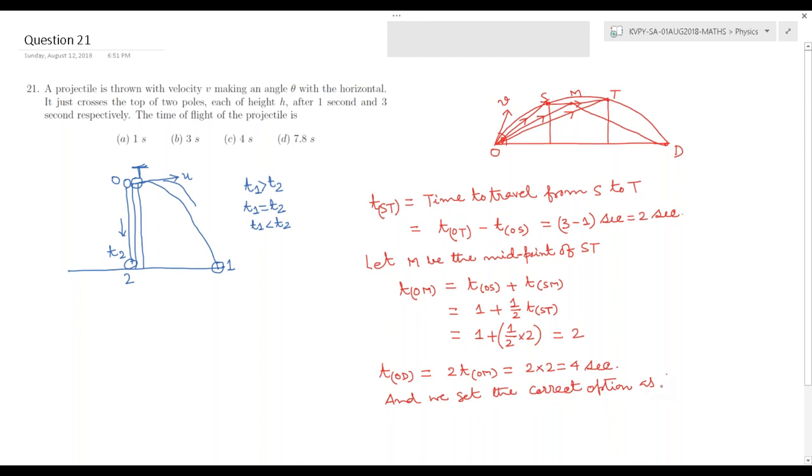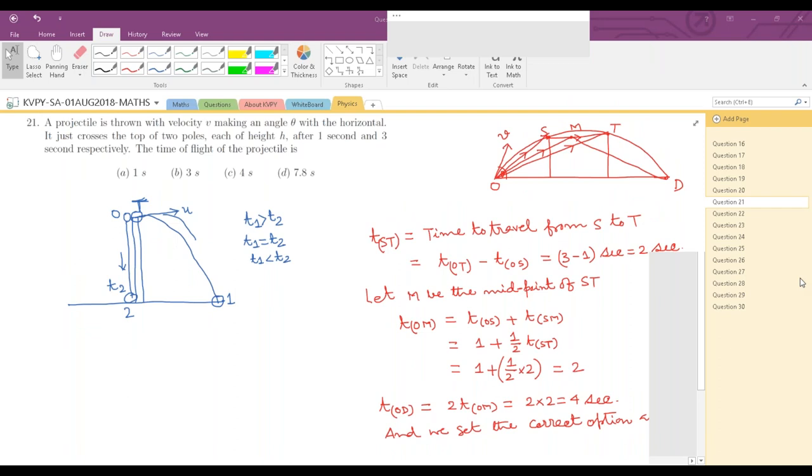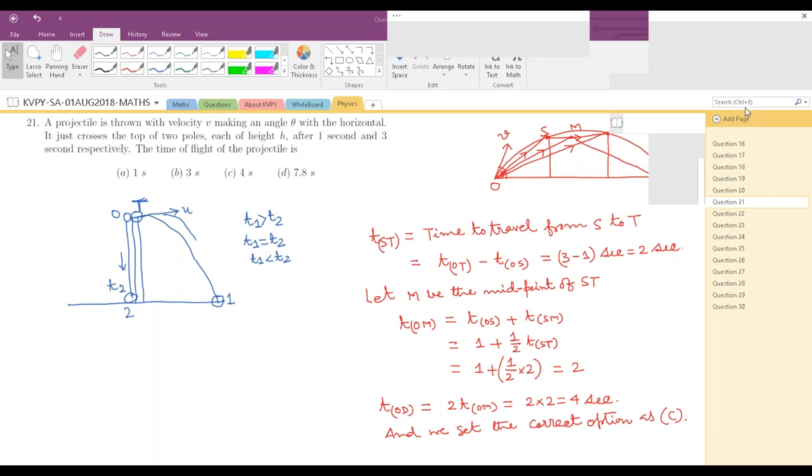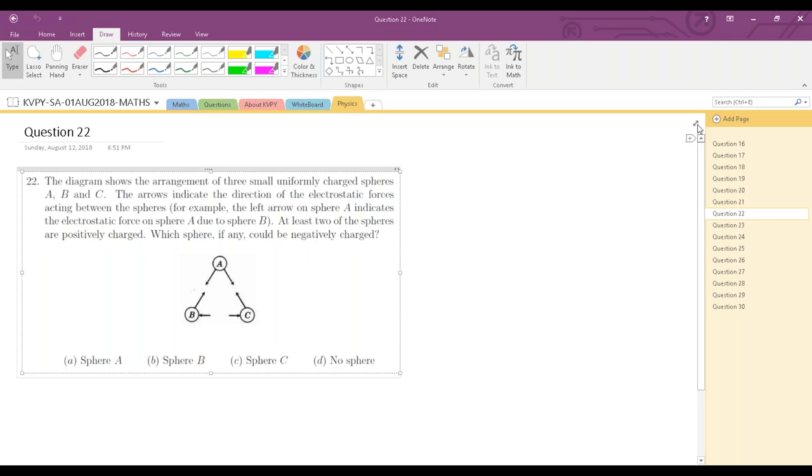I hope all of you understood this question. In case of any doubt, please do not hesitate to let me know. Okay, all right. So let's proceed to the next question.